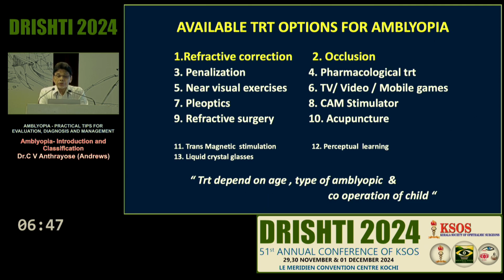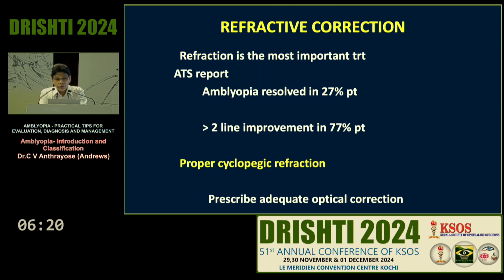So what are the treatment options available for amblyopia? The most important thing is correction of refractive error. The second is occlusion. Other options are of more theoretical importance, like penalization, pharmacological treatment, near visual exercise, prisms, stimulation, refractive surgery, and acupuncture. These are all of theoretical importance only. Anyway, Dr. Sanitha will enlighten you more about that. Treatment depends upon the age, the type of amblyopia, and the cooperation of the child. Refractive correction is the most important thing.